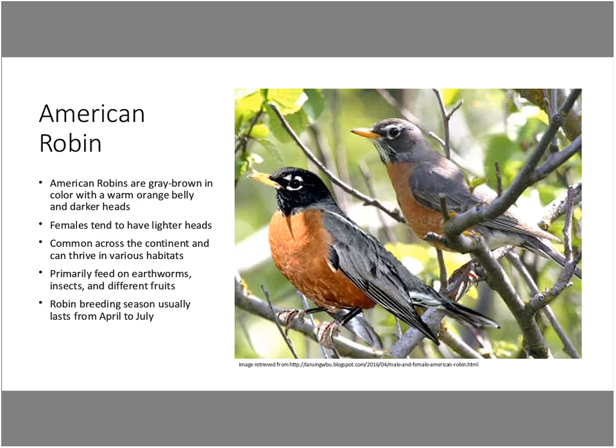This is the other species used in our study, the American robin. American robins are gray-brown in color, and they have a warm orange belly. The males will have a darker head, and the females will have paler heads. That's one way you can determine the sex. They're common across the entire continent, and they thrive in various habitats. They're very much a generalist species. They primarily feed on earthworms, insects, and different fruits and berries. Robin breeding season usually lasts from April to July.